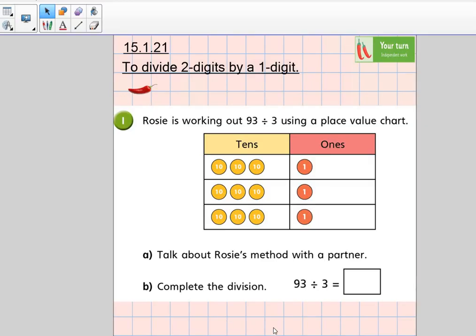It's now time for you to have a go. Chilly ones, could you have a go at this? It says Rosie is working out 93 divided by 3 using a place value chart. She's got the place value counters there, which you had in your pack at home. You can cut them out or you can draw them. It says talk about Rosie's method and complete the division 93 divided by 3. Pause the video and have a go, and then come back for the next question.